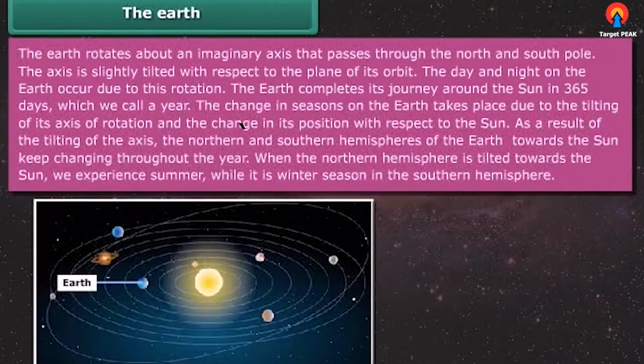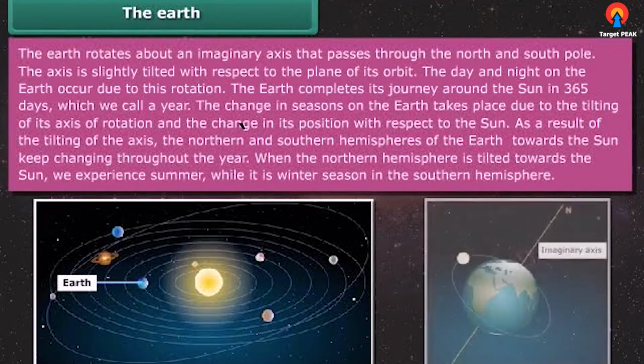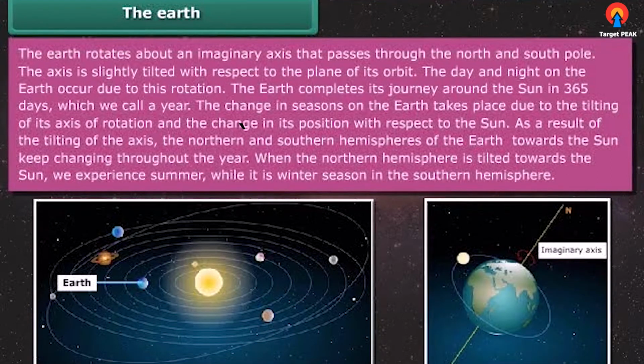The Earth rotates about an imaginary axis that passes through the North and South Pole. The axis is slightly tilted with respect to the plane of its orbit. The day and night on the Earth occur due to this rotation. The Earth completes its journey around the Sun in 365 days, which we call a year. The change in seasons on the Earth takes place due to the tilting of its axis of rotation and the change in its position with respect to the Sun.